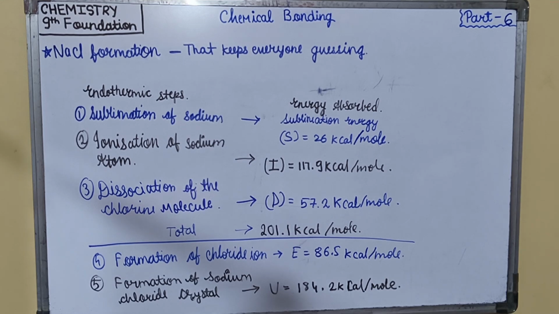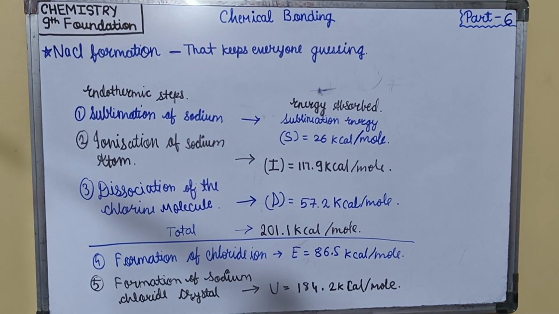201.1 kilocalorie per mole, and overall 69.6 kilocalorie per mole of energy is released during the formation of NaCl. The initial three steps of the Born-Haber cycle are energy absorbing, endothermic in nature, and it is only after the next two steps, which are exothermic in nature, that energies are actually lowered.